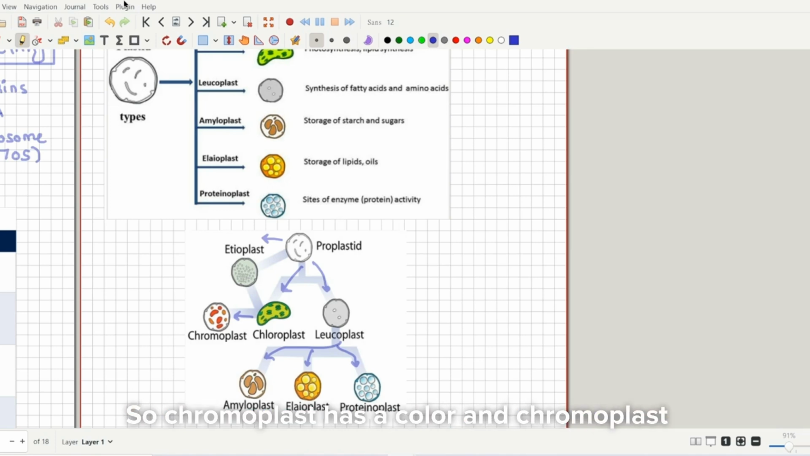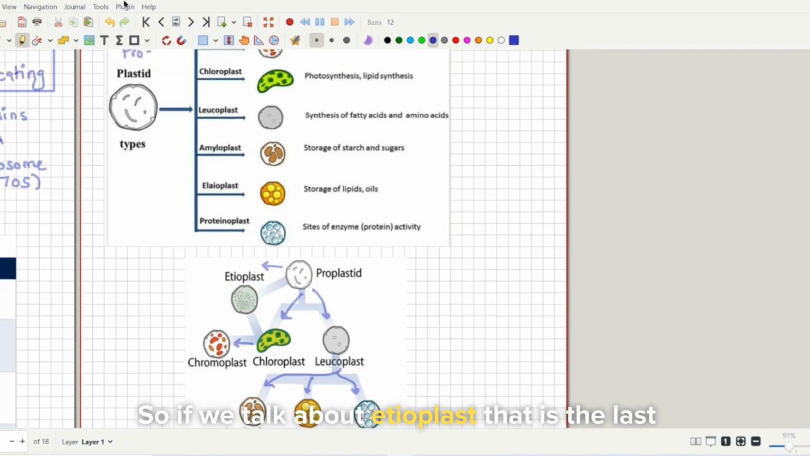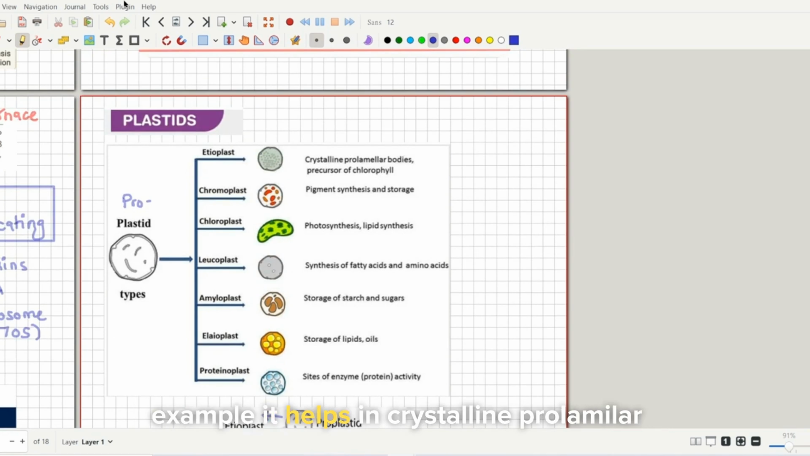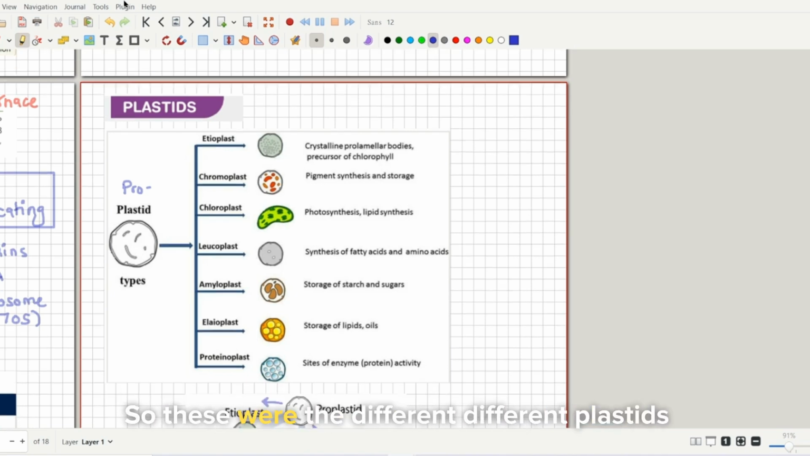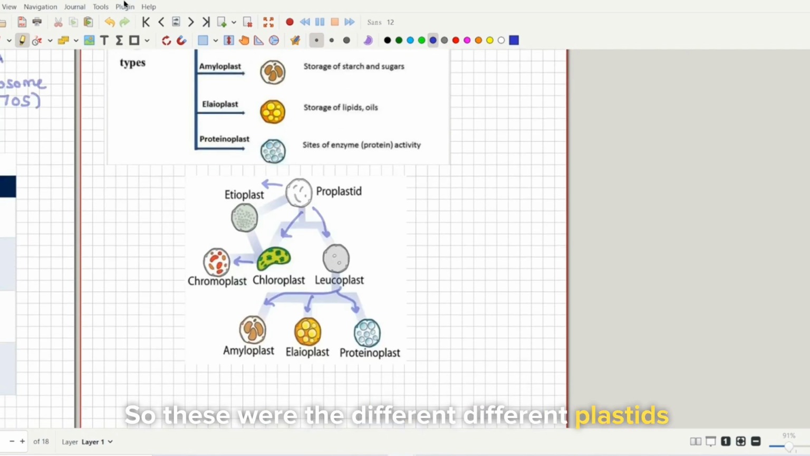Chromoplast has a color, and it gives colors to the petals of flowers and to leaves, and so chromoplast helps in pollination. If we talk about etioplast, which is the last example, it has crystalline prolamellar bodies and it is a precursor of chlorophyll. So these were the different plastids that were really important and you have to memorize.